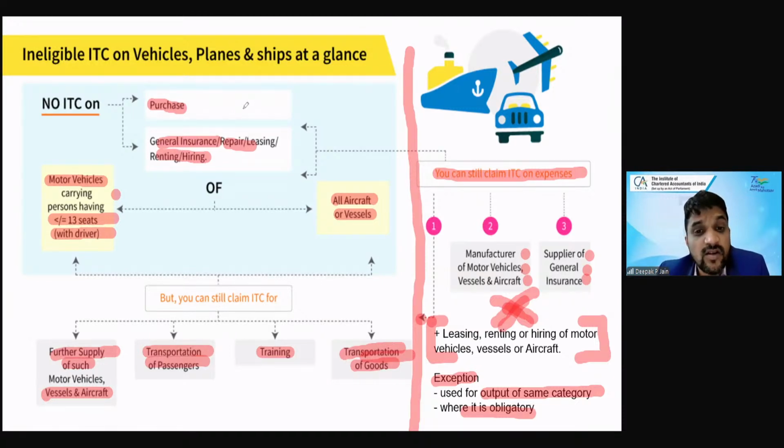In case of leasing of vehicle, how can you claim ITC? When you give lease, you're charging lease rental. So that lease rental will be raised along with an invoice. So the other person can claim the credit.